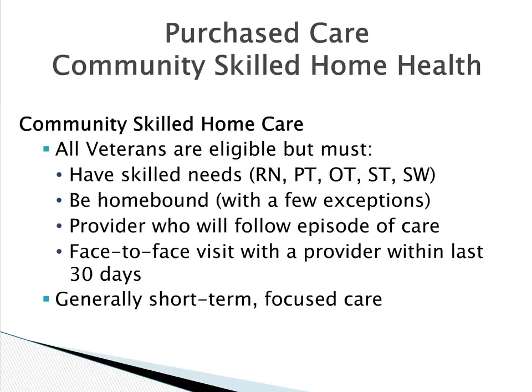So we divide our purchased care into skilled home health and unskilled home health. That's just a way I have to organize it. And for skilled home health, this is what we purchase in the community. These are the home health agencies that you all work with. So for the skilled needs, all veterans are eligible for care, but they have to have a skilled need. They have to need a nurse, a physical therapist, occupational therapist, speech therapist, or social worker. Needing somebody to help cook your meals or for personal caregiving, those are not skilled. Those are unskilled, and we'll talk about those later.